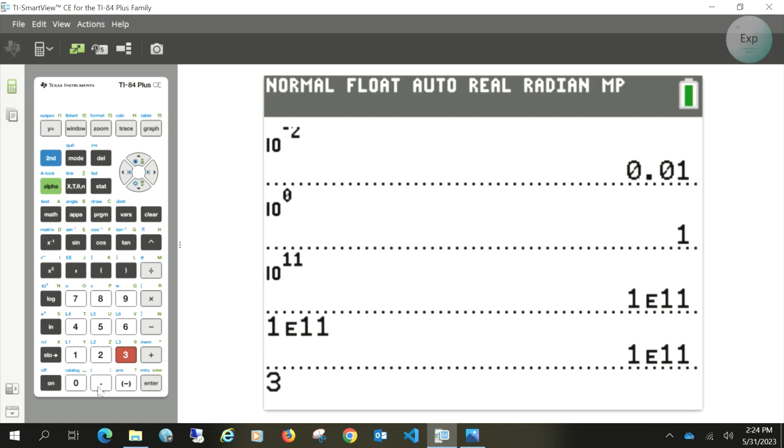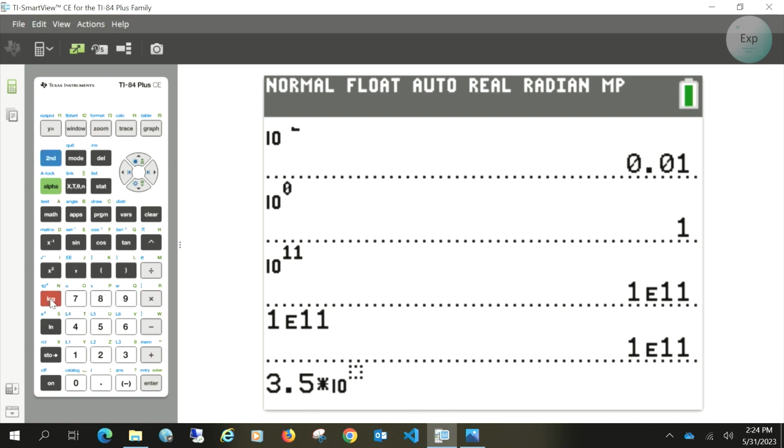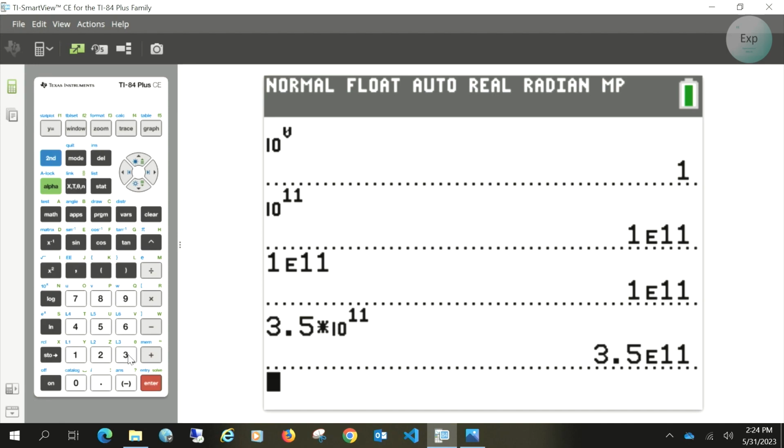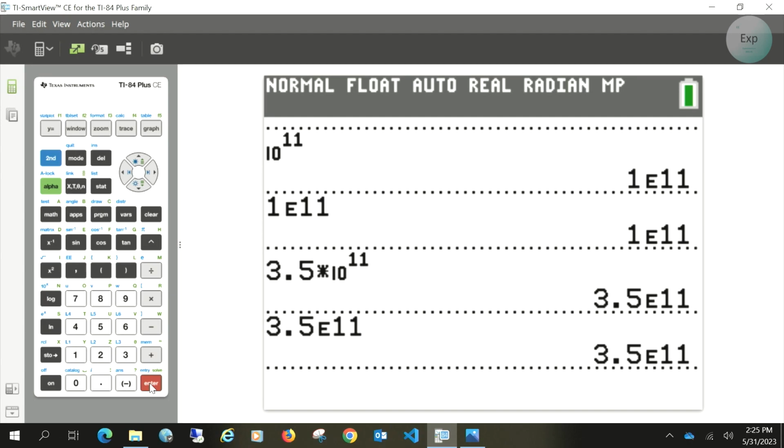So another example, we could have 3.5 times 10 to the 11th power. So what I could do here, two things. I could say 3.5 times, and then use the 10 to the x feature, and I have 3.5 times 10 to the 11th power, which is indicated on the calculator as 3.5E11, or I can simply type 3.5 and then use the double E feature, and then 11 as sort of a shorthand for the same number I want.